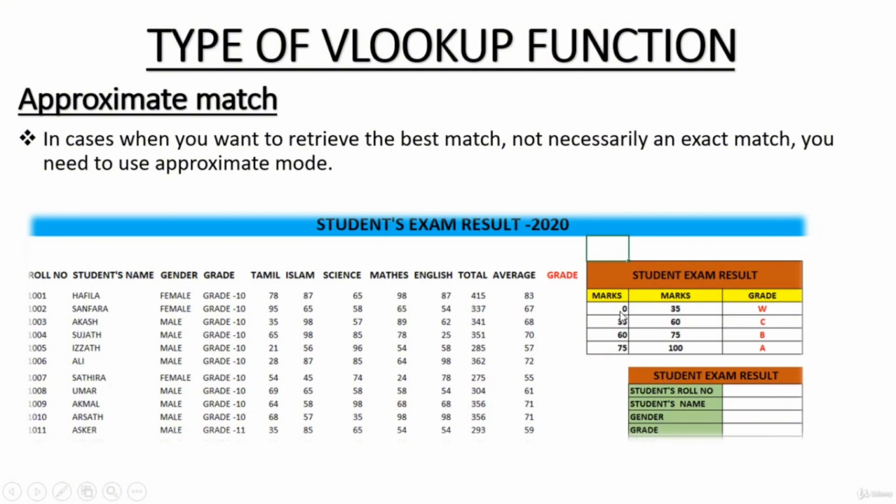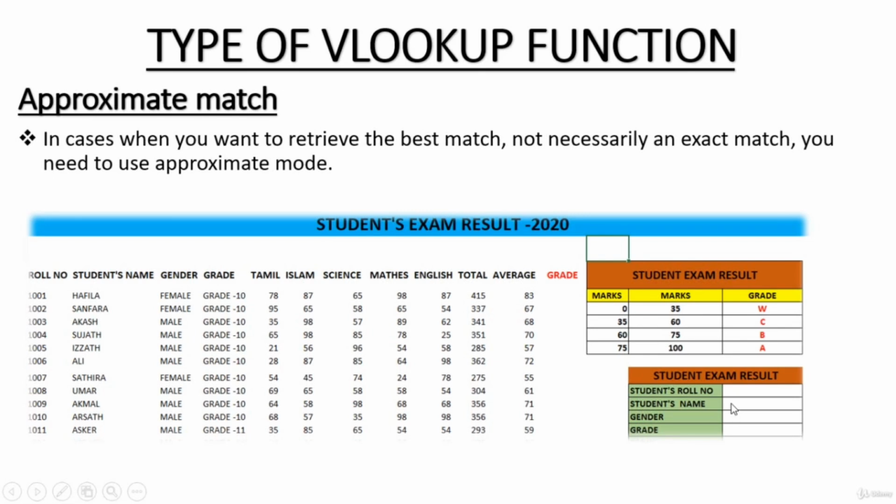If the student gets a mark of 0 to 35, the grade should become W. 35 to 60, the grade should become C. 60 to 75, the grade should become B. 75 to 100, the grade should become A. If I enter the student roll number and student name, it should be an exact match of what appears here, and the gender should appear exactly as it is contained.